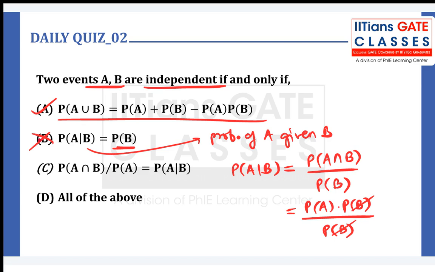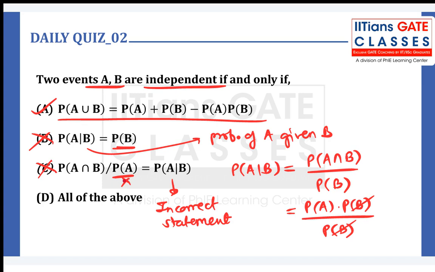And similarly here also, this option itself is wrong because this is an incorrect statement. Leave aside independence or dependence, the statement itself is incorrect for any events A and B because this term is wrong. As I showed here, probability of A given B should be probability of A intersection B divided by probability of B, not A.